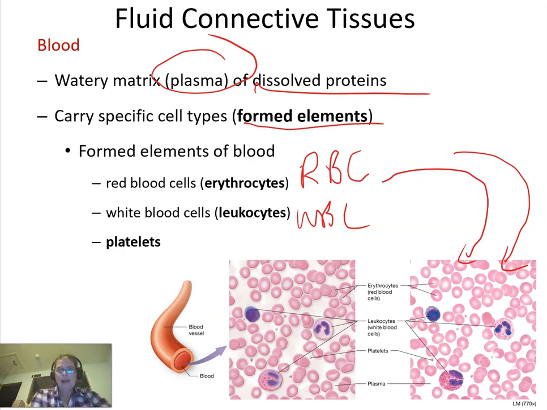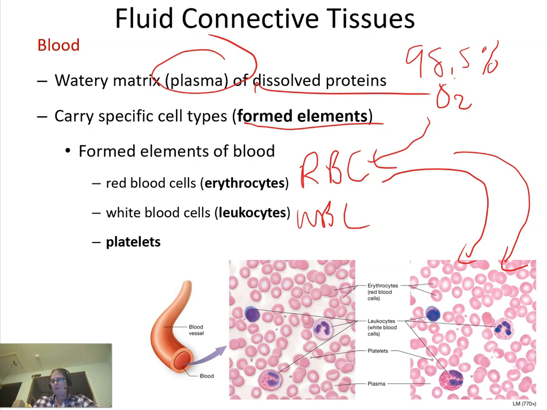However, 98.5% of all oxygen is transported on a red blood cell. You might remember it has hemoglobin on it. So that's its main job. White blood cells, on the other hand, are part of your immune system. So we talked about them earlier. They can be phagocytes. They can release chemicals and do chemical warfare, so they're critical for that. Platelets help with blood clotting.